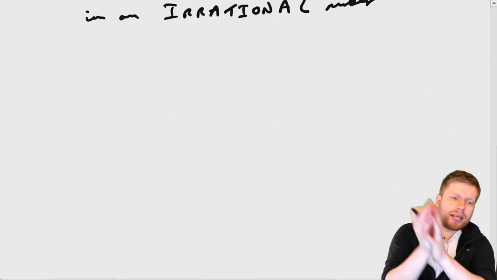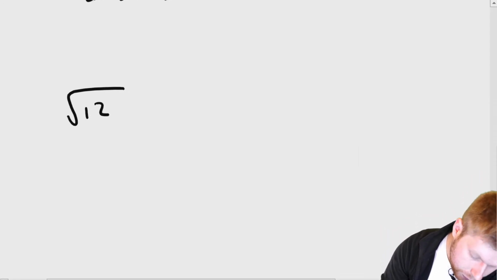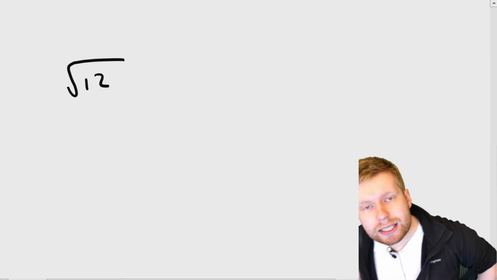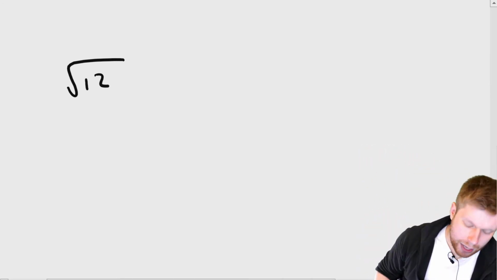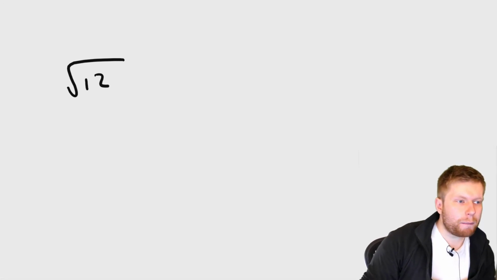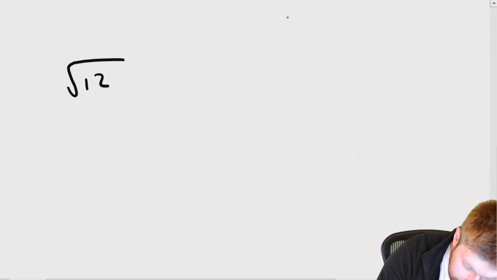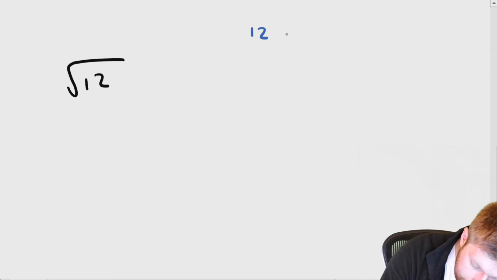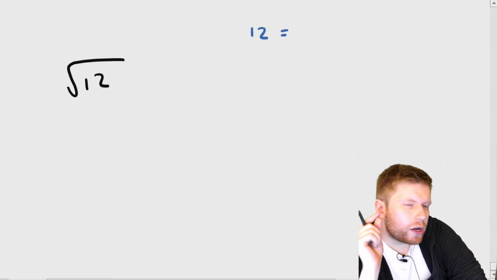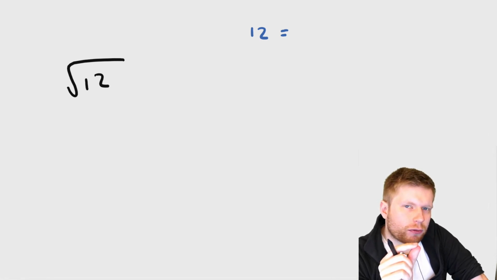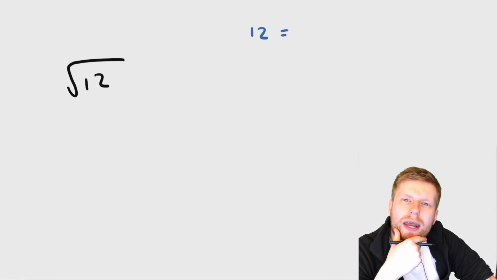But even if we have a surd, for example, if I try and find the square root of 12, it's okay. I can still work with this. I can still make this simpler and easier to work with. How do I work with it? Well, I basically look at 12 and I say, can I think of two numbers which multiply together to make 12, but one of those numbers is a square number?